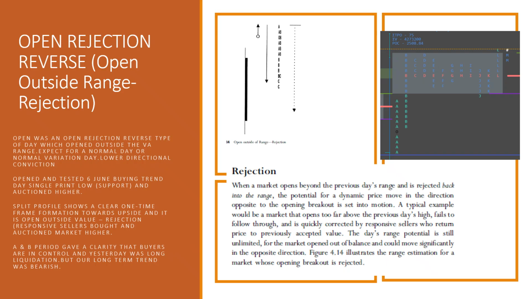As indicated, it was an open rejection reverse, open outside range and a rejection. My view I've already mentioned in that. And B period gave clarity that buyers are in control. But as it did not further give a one time frame formation, and there was a transition in the consequent time frames, it was clear that it will oscillate in that region.